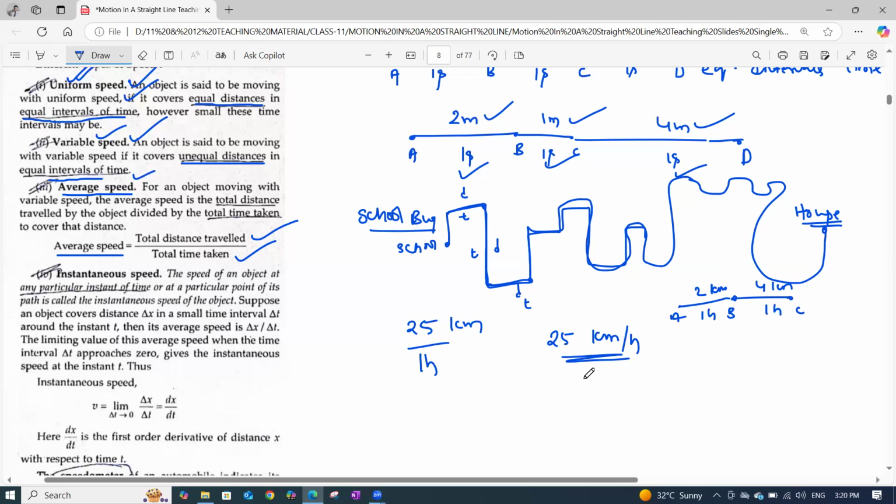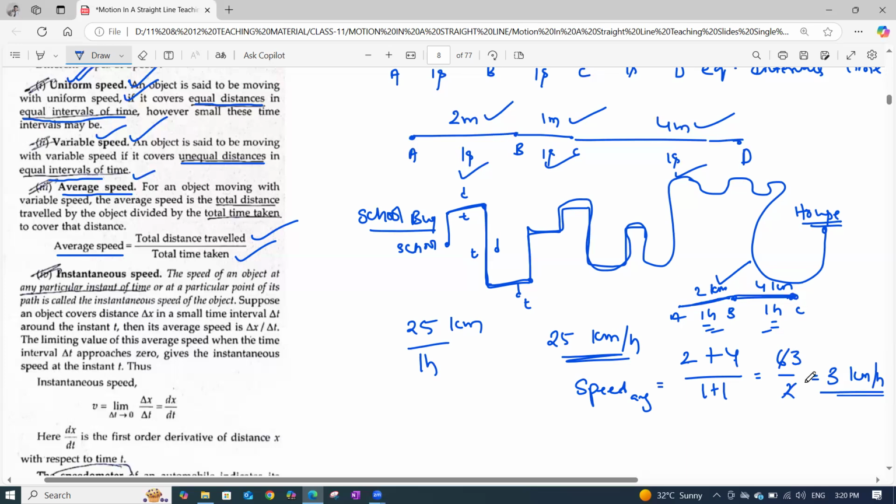What is your average speed? Average speed is equal to total distance traveled, 2 kilometer plus 4 kilometer, upon total time taken, 1 hour plus 1 hour. That is 4 plus 2, 6, upon 1 plus 1, 2. Two threes are 6, so 3. Now what is the average speed of the vehicle? You can say 3 kilometer per hour. With 3 kilometer per hour, you have traveled a total of 6 kilometers.